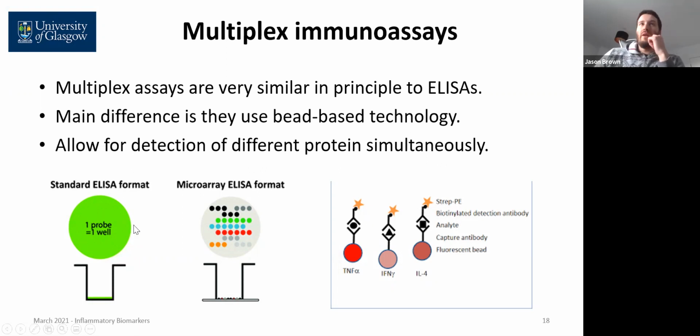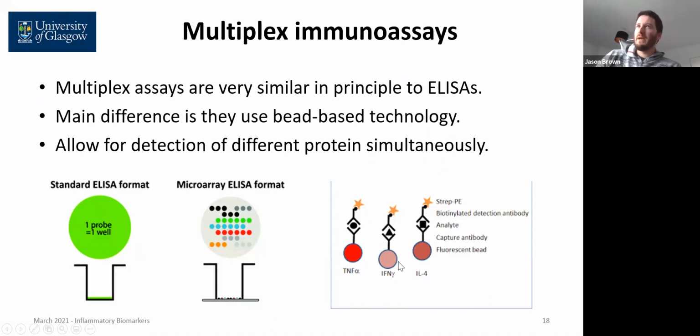So what do I mean by that? Well, in a standard ELISA format, you'll only be able to really use one antibody that will be specific for one protein, and you'll only be able to detect that one protein in that clinical sample. In the microarray ELISA format, using specific beads, you're able to detect multiple different types of proteins within your clinical sample. And this is just a diagram highlighting the basics of this.